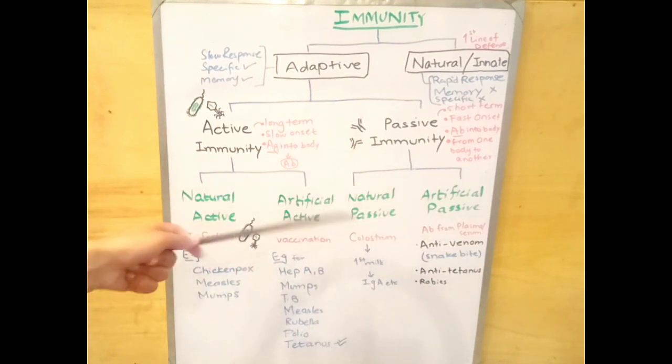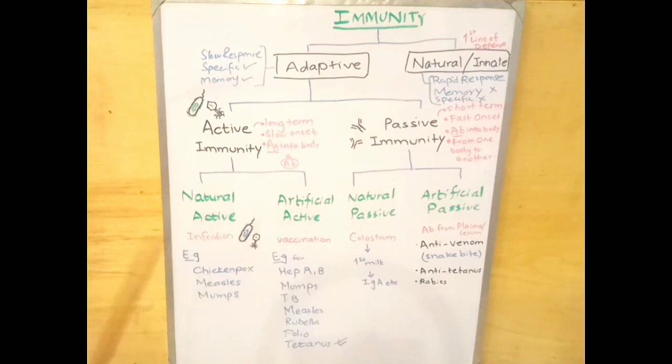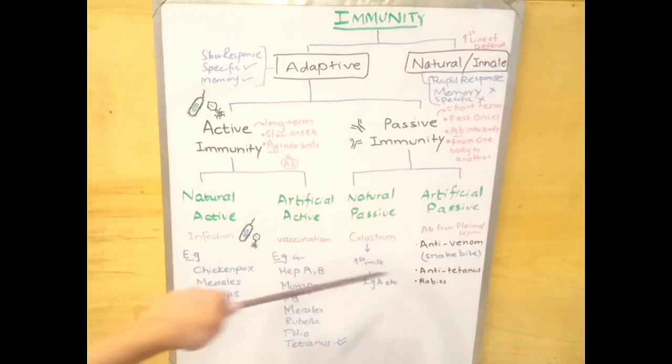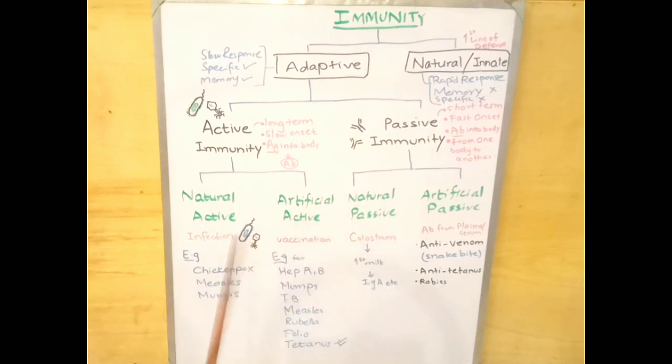Then in the passive immunity, again we have the same subtypes: natural passive and artificial passive. In the natural passive, natural means that we are getting this type of immunity from the environment. Here we get it from the mother to the child. It can come from the placenta, or it can come from the first milk, that is colostrum, which contains pre-formed antibodies.